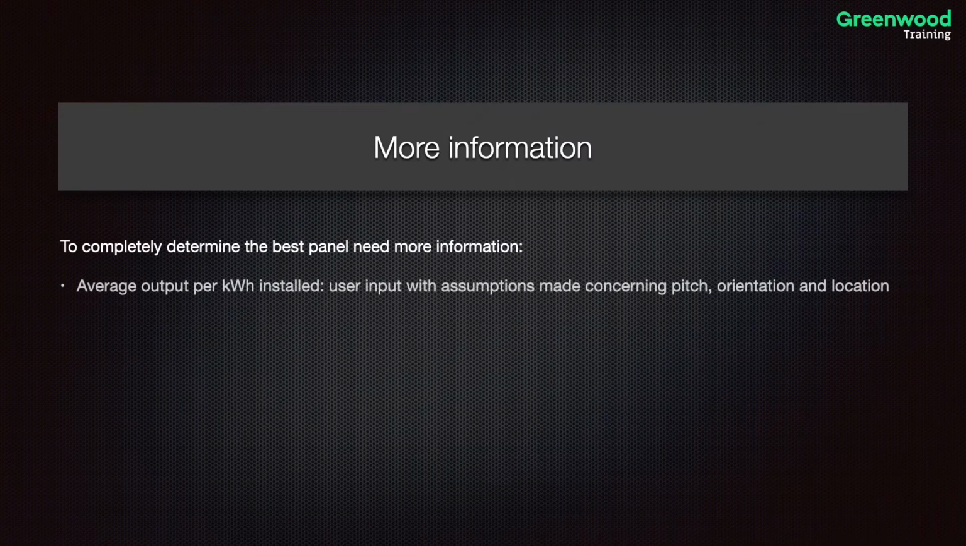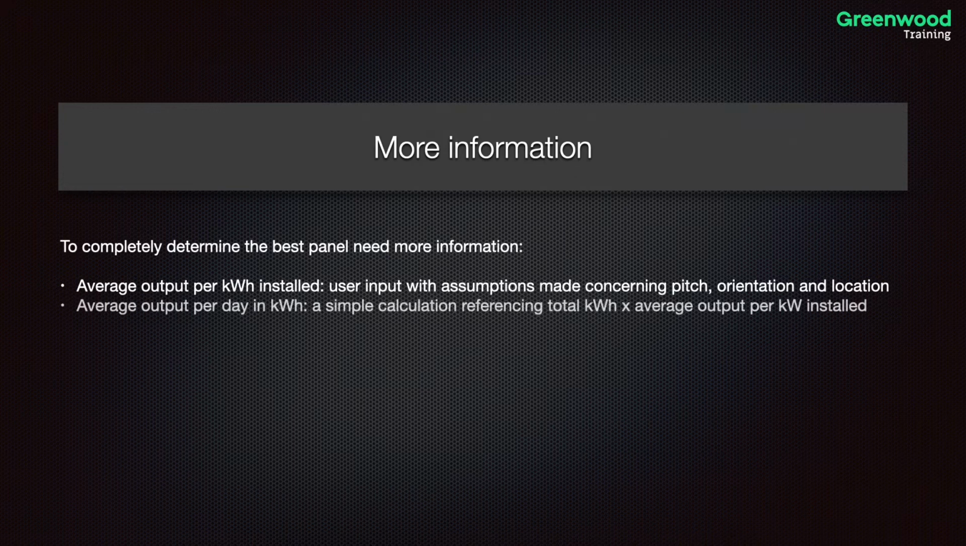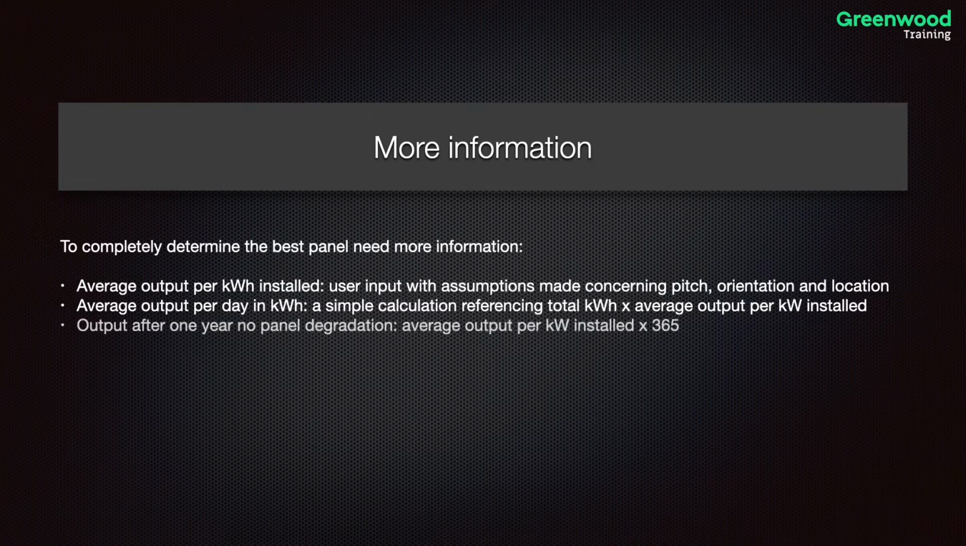To completely determine the best panel, you need some more information basically. You have to look at the average output per kilowatt hours installed. Now this is a user input with assumptions made concerning pitch, orientation, location. So average output per day in kilowatt hours. It's a simple calculation referencing total kilowatt hours and average output per kilowatt installed. Now output after 1 year, no panel degradation, the average output per kilowatt installed times 365 days of the year. We're not including or factoring in a leap year.